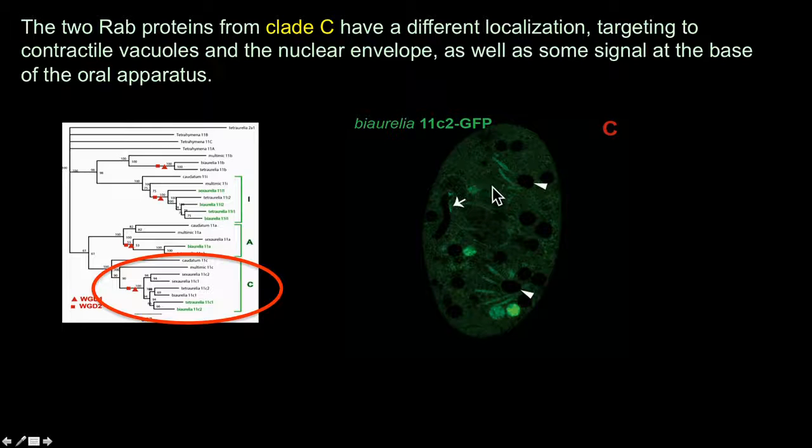It also has some cytoplasmic localization, which is why I'm not showing you the lysotracker here, because it would look yellow everywhere. And then also possibly to the nuclear membrane. There's also some localization to the base of the oral apparatus still. But there is some functional diversification that has gone on or is going on here.